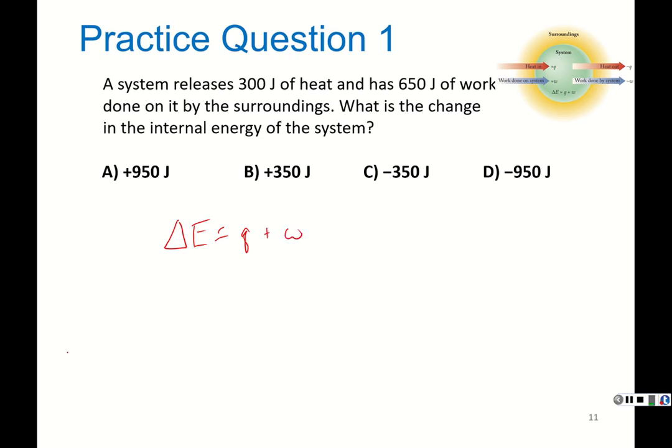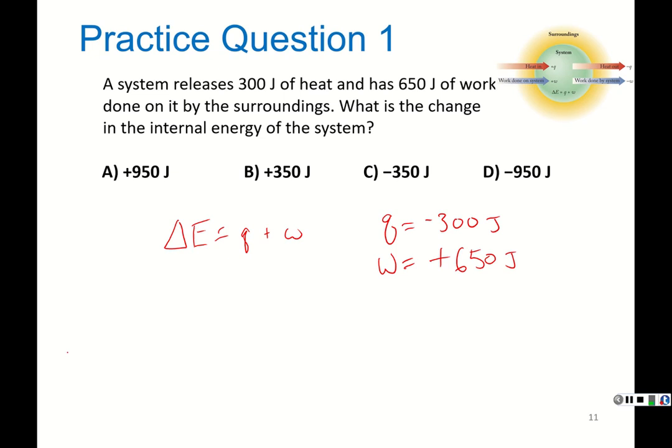Right. So if a system is releasing 300 joules of heat, Q is going to be negative 300 joules, right? Because everything's defined based on the system. So if the system's losing heat, Q is going to be a negative value. It has 650 joules of work done on it by the surroundings. So work is going to be a positive number, positive 650.